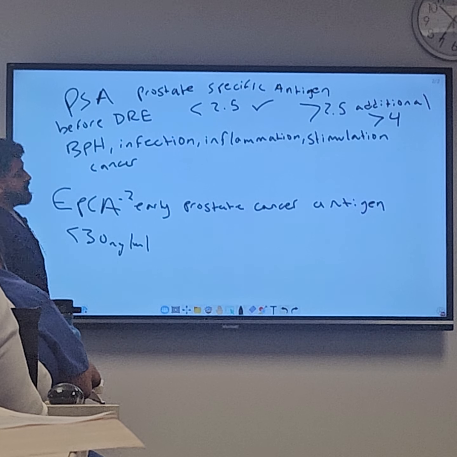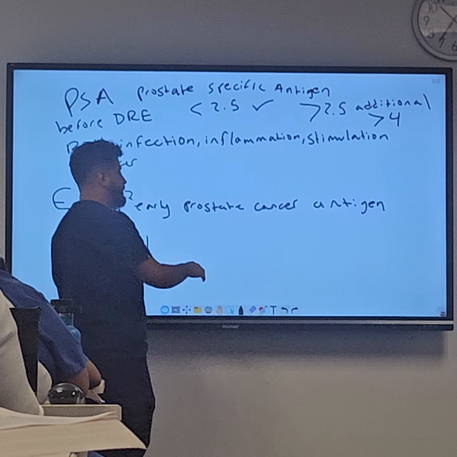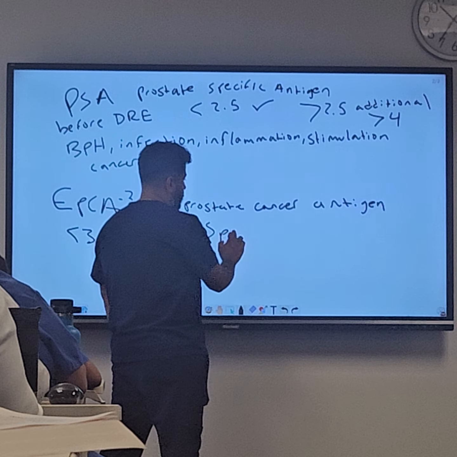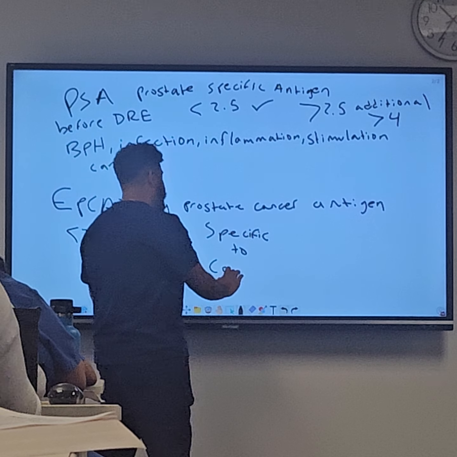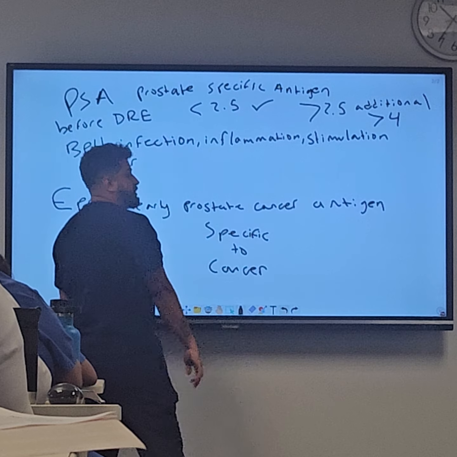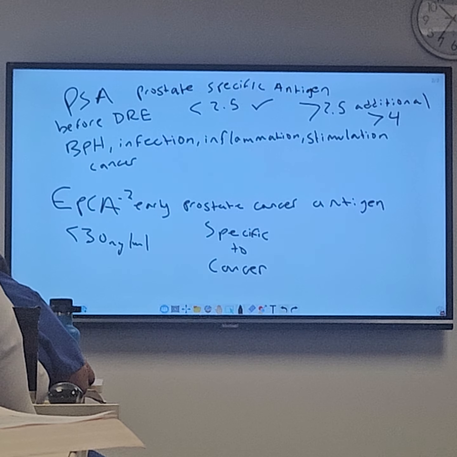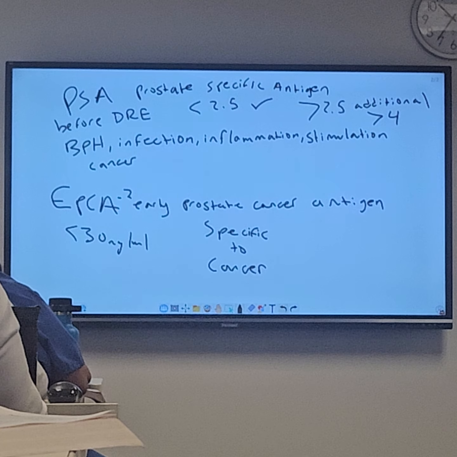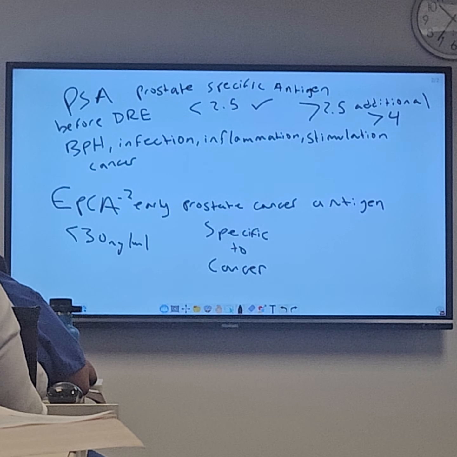Okay? EPCA2. Now this is very accurate as this is specific to cancer. EPCA2 is only produced by mutated cells, while PSA can be produced by, again, infection, stimulation, BPH.